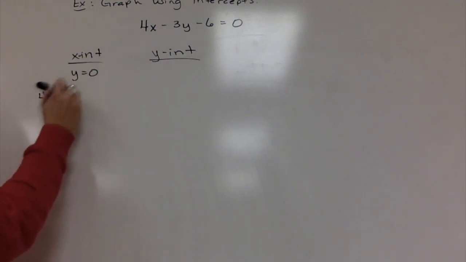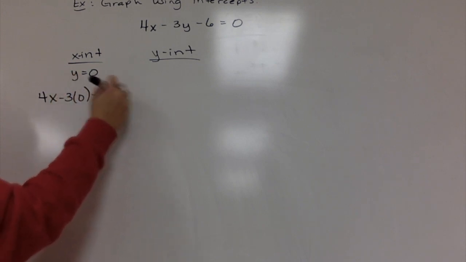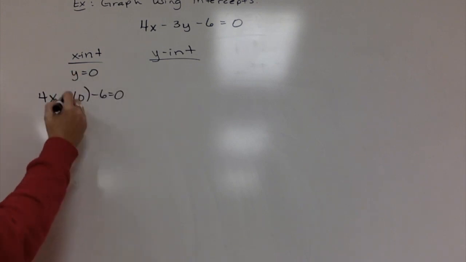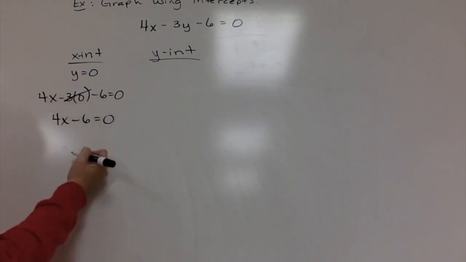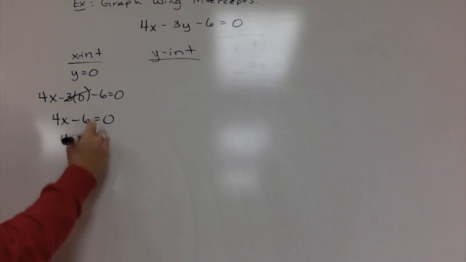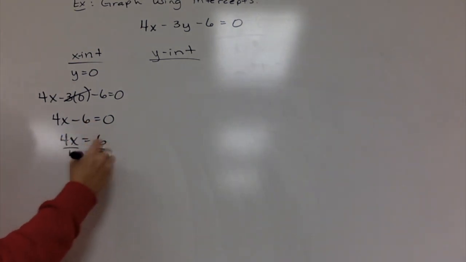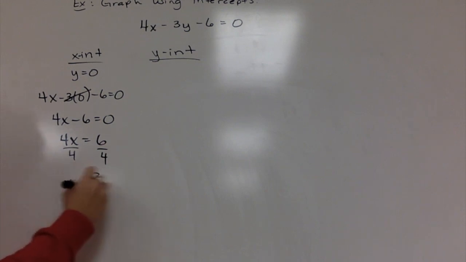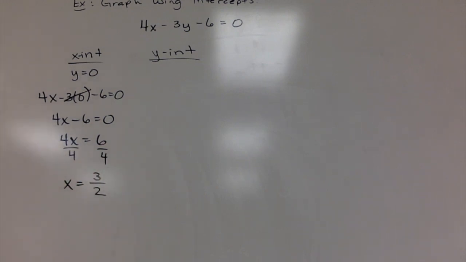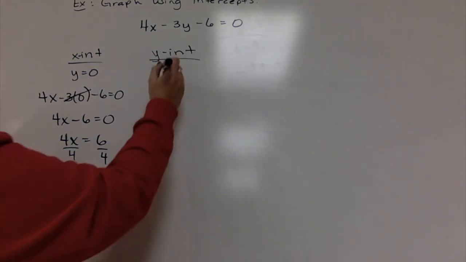So 4x minus 3 times 0 minus 6 equals 0. Well, 3 times 0 is just 0, so really I have 4x minus 6 equals 0. Add 6 to both sides to get 4x equals 6, and then divide both sides by 4, and then we need to reduce that. So 6 over 4 is 3 halves. Therefore, the x-intercept is 3 halves, 0. The x-intercept is written as an ordered pair. It's a point.